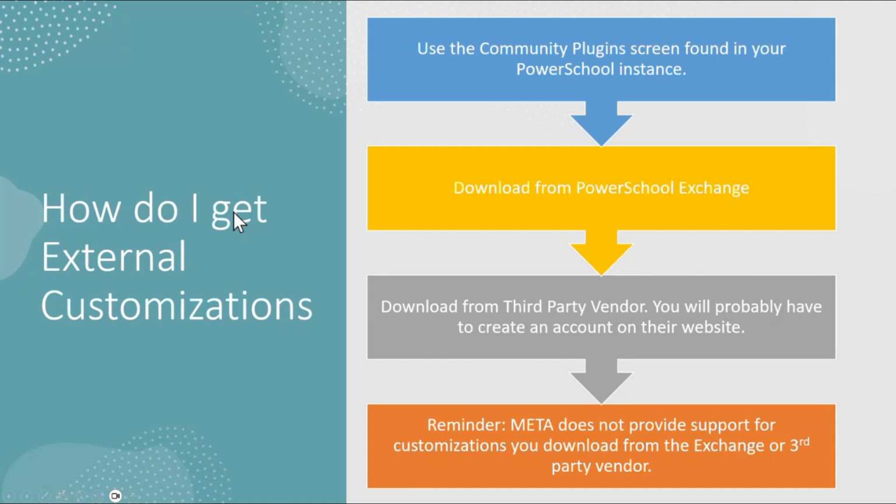How do I get them? Again, I would go to the community plugin screen that you see in your PowerSchool instance. I would go to PowerSchool Exchange, and all you need to do is click on download. That saves it to your computer. You go to plugin configuration and install it. You choose your file, and then you have to enable it. So it's a pretty easy process to do. Again, we don't provide support for those.